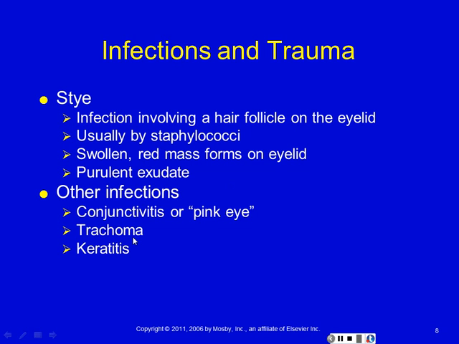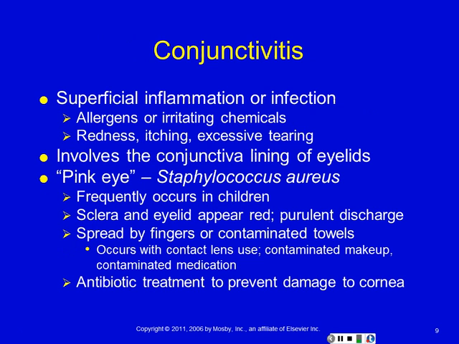Trachoma is a particular kind of external eye infection that's caused by the chlamydia bug. And then keratitis is pain and swelling in the cornea, which we'll see in a minute.